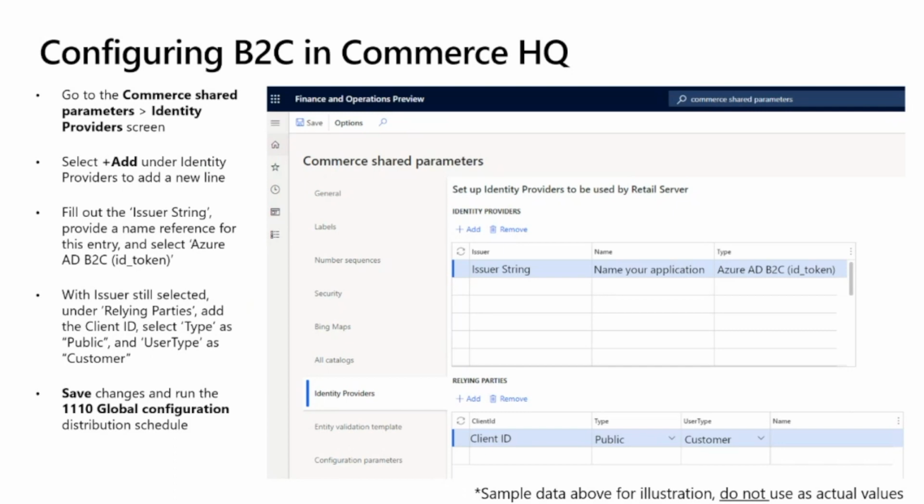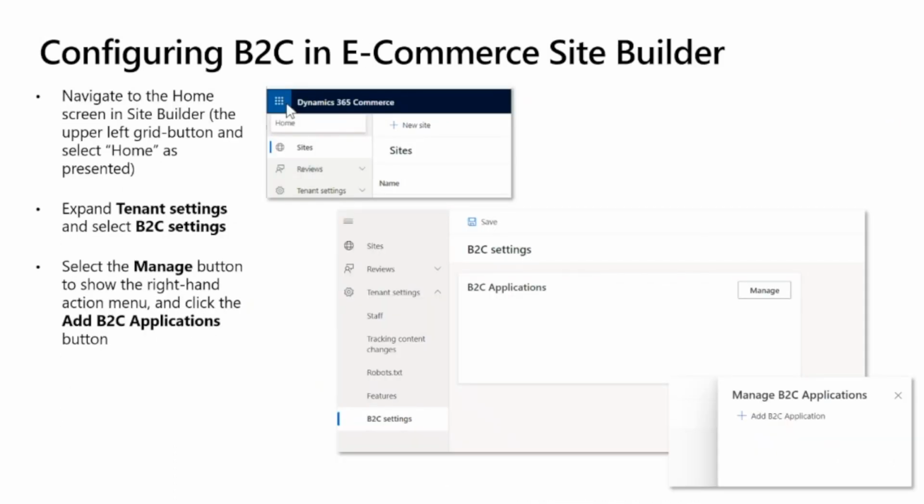You can now navigate to Site Builder, and we'll do the final piece of the configuration. In Site Builder, you want to start at the home screen. And I like to point out the home screen is the blue grid on the top left corner of the page in the Site Builder portal. When you click that grid, you'll see the home drop-down option. As you navigate to home, you'll see the menu item for sites and tenant settings, and you want to select the tenant settings to drop that down. Underneath, you'll see the B2C settings, and here's where we'll set up our application.